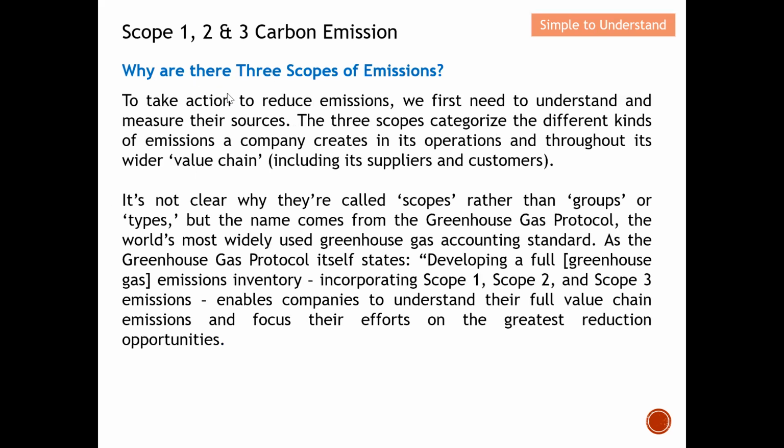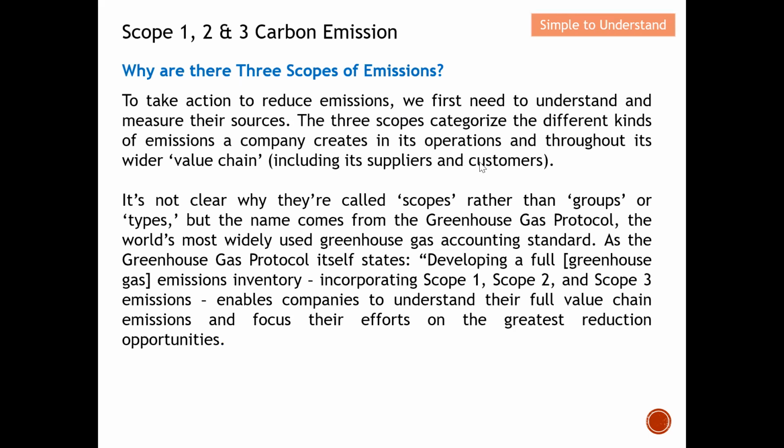What are these three scopes of emission, and why do we need them? To take action to reduce emission, we first need to understand and measure the source. When we have a problem, we must be able to understand it and have a means to measure how big or small it is, then we can address the issue. The three scopes categorize the different kinds of emission a company creates in its operation and through its wider value chain, including its suppliers and customers.